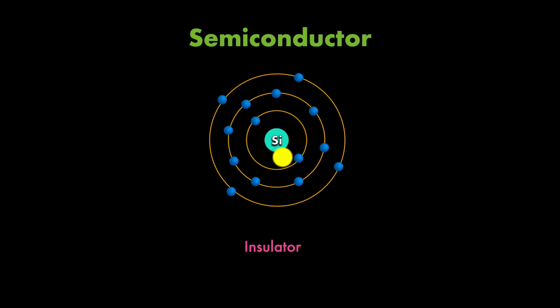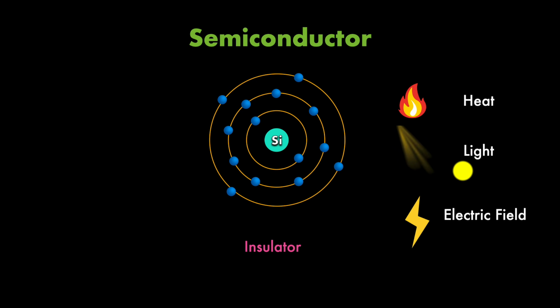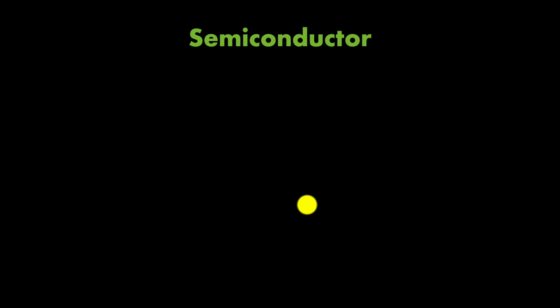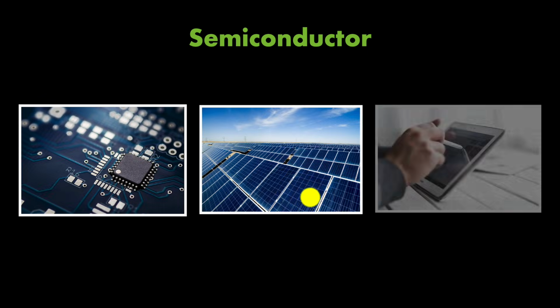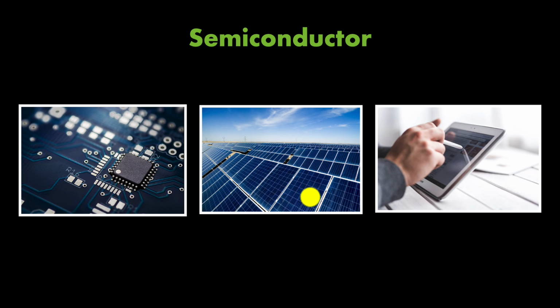In a low energy state, their electrons are mostly stuck in place, acting like an insulator, but add a little bit of energy by adding heat or light or an electric field for that matter, and some of these electrons can break free and move so they can conduct, which means we can use this to control their conducting properties, which is pretty awesome. And that's why silicon and germanium are used in computer chips. They're used in solar panels and even touchscreens for that matter.